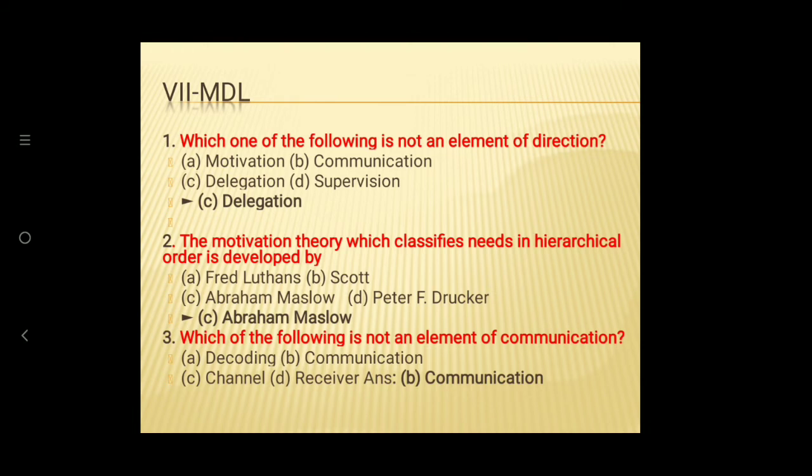Option C. Which of the following is not an element of communication? In the communication process, encoding, decoding, sender, receiver, channel, message, these are the essential components to have a conversation or communication with others in the organization. But communication is not an element of communication. Communication is the main aspect itself. Hence, the right answer is option B, communication.